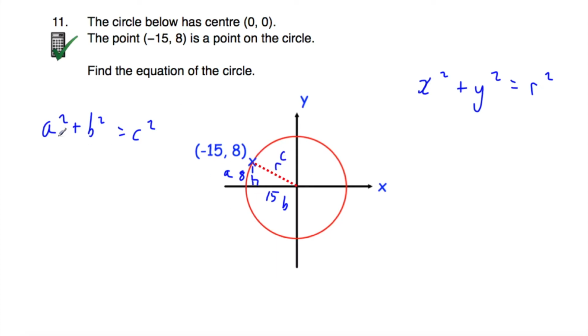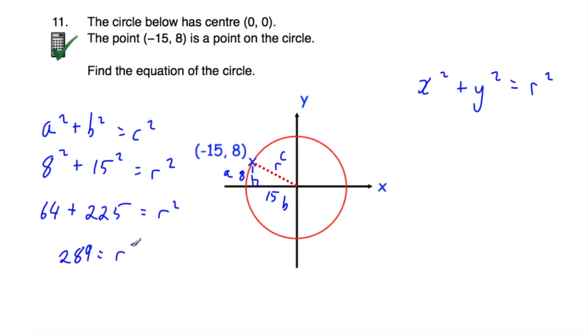So let's substitute in our values. Instead of a squared, we're going to write 8 squared plus, and instead of b squared, we're going to write 15 squared, and that's equal to c squared, which is the radius of the circle squared. Now, this is a calculator question, so you can just type this into your calculator at this point. 8 squared is equal to 64, plus 15 squared is 225, and that's equal to the radius squared. 64 plus 225 is equal to 289, and that's equal to the radius squared.